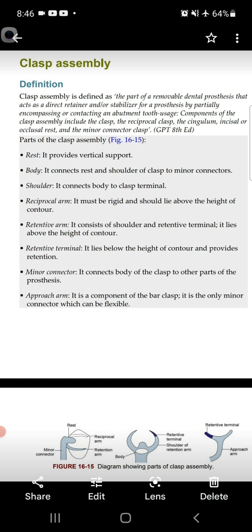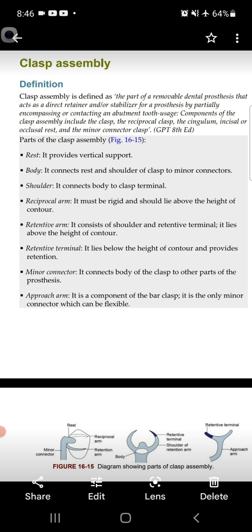Now, a reciprocal arm must be rigid and should lie above the height of contour. Remember, what is height of contour? The bulge area on the tooth. The bulge area on the tooth is known as height of contour. And reciprocal arm must be rigid and should lie above the height of contour. But the retentive terminal is opposite. Remember, reciprocal arm always must be rigid and should lie above the height of contour. But the retentive terminal of retentive clasp is given always on buccal side and below the height of contour.